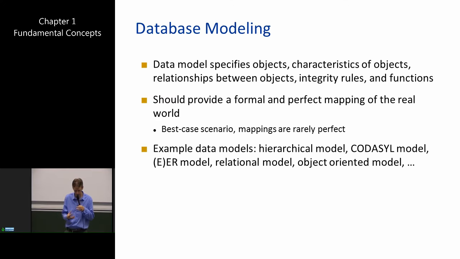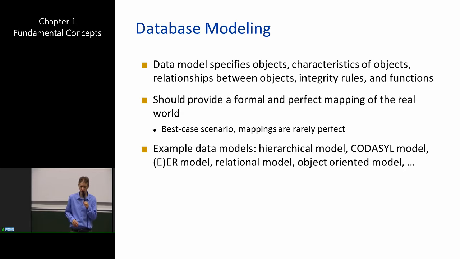So you want to have a formal and perfect mapping. You want to understand all the requirements for that one particular university administration system. And the mappings should be as perfect as possible. They will never be perfect, right? So you will try to approximate reality as much as possible. And where you cannot perfectly approximate reality, it is very important that this is documented. So the limitations of your data model should also be appropriately documented.